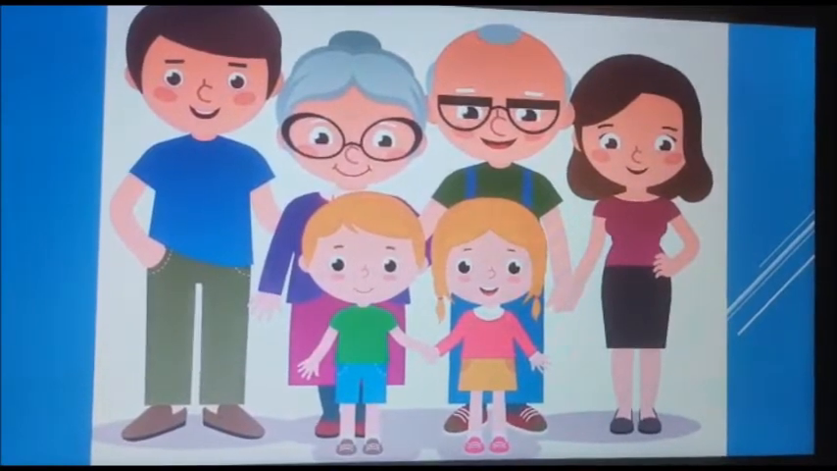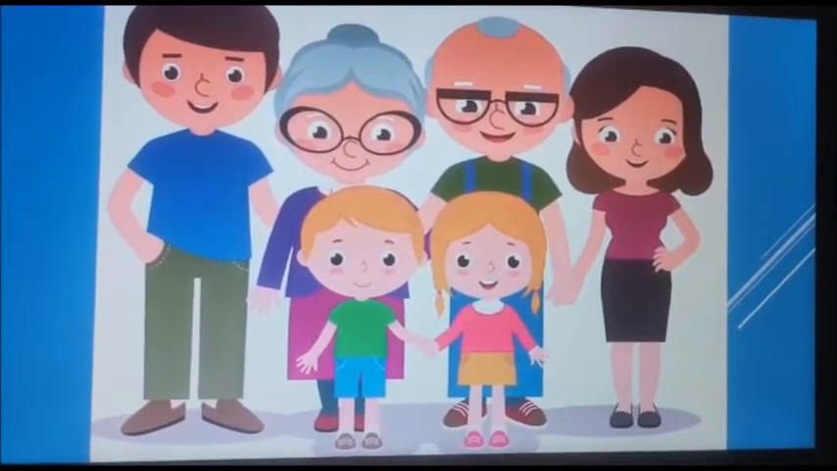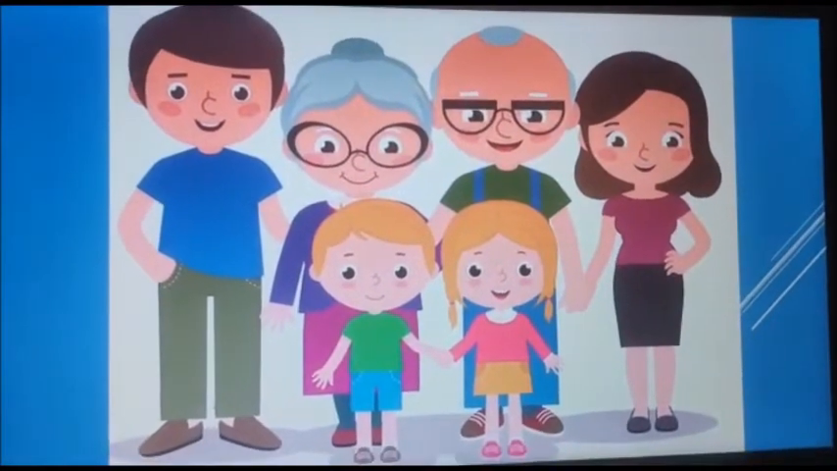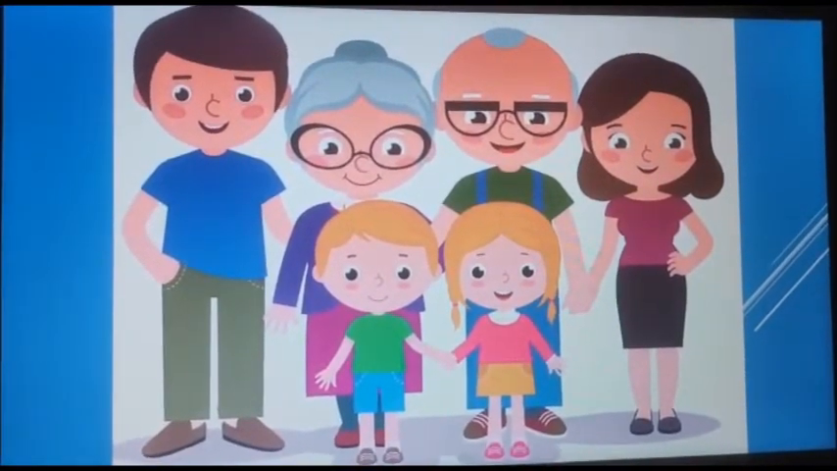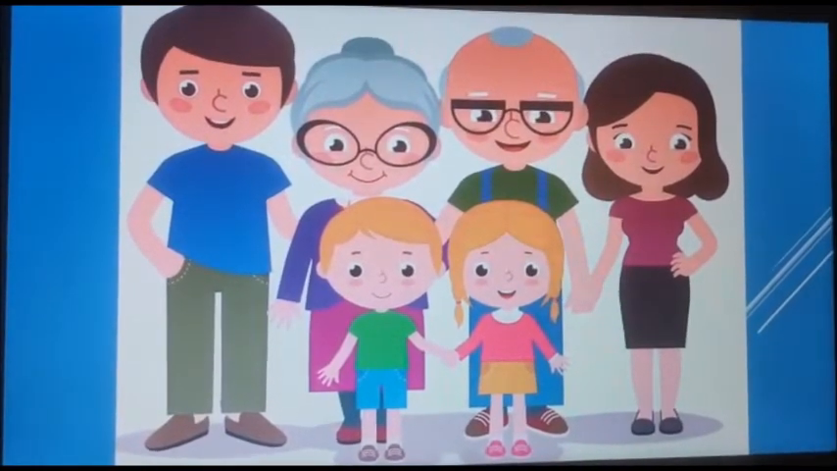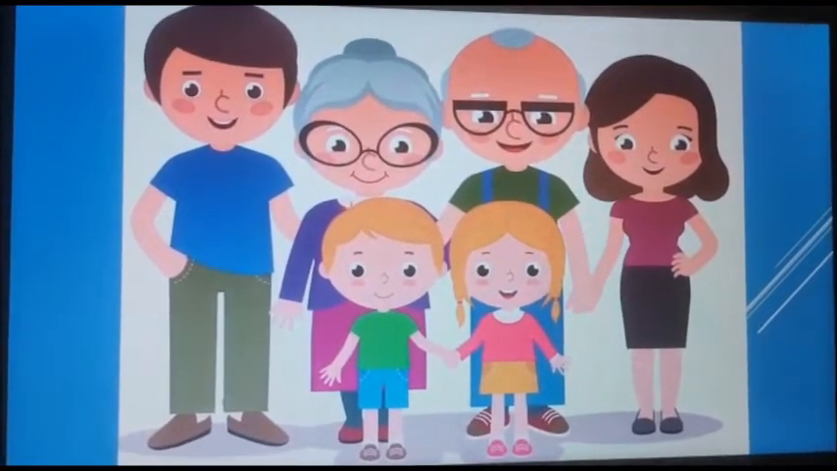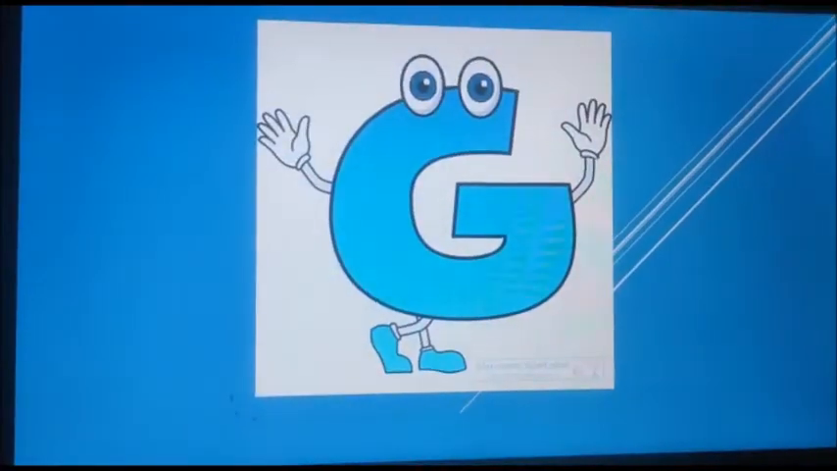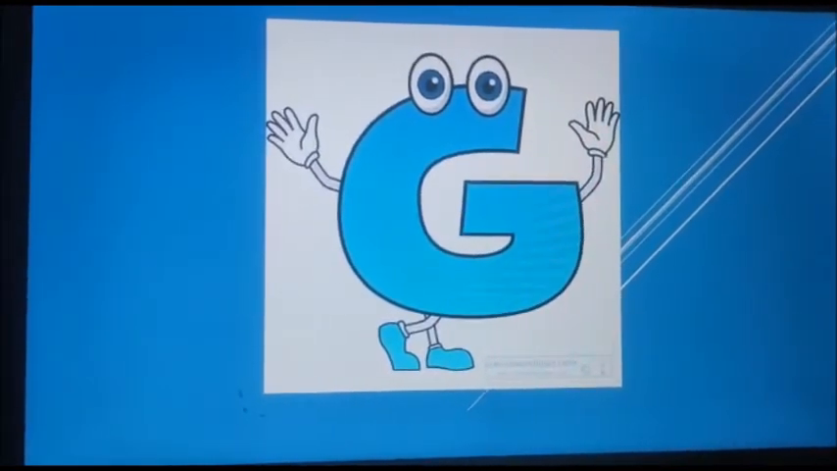So students, did you all notice one thing? That in the story, there was a common letter. Can you all guess which letter it was? Let's see what that was. It was letter G. Say hi to letter G everyone.